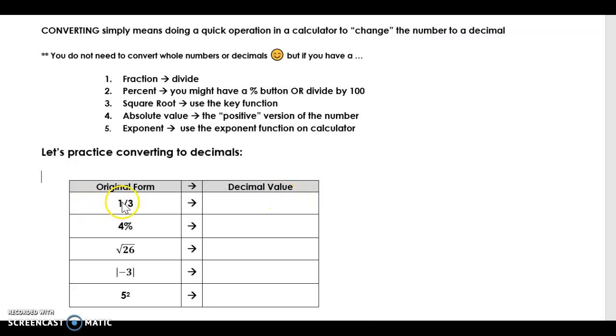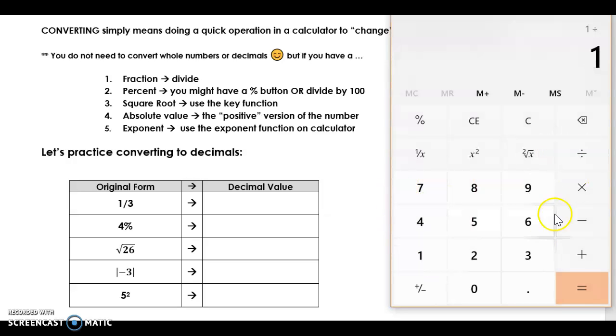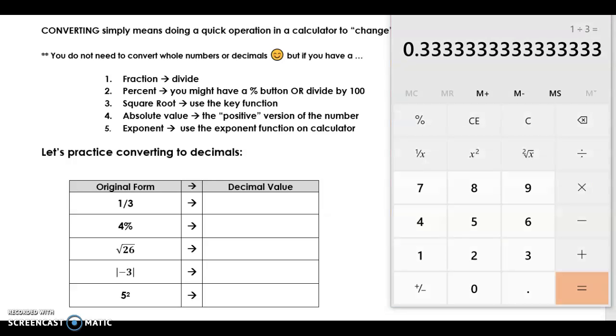So taking a look at the first one here, 1/3. 1/3 as a decimal, it's a fraction, so we're going to go ahead and just do the division. So we're going to say 1 divided by 3. And you get the decimal version, 0.333. It's repeating. It's a rational number. You've got a pattern there. Now you don't have to write down all those values, but usually a good reference is 3 decimal spots after.